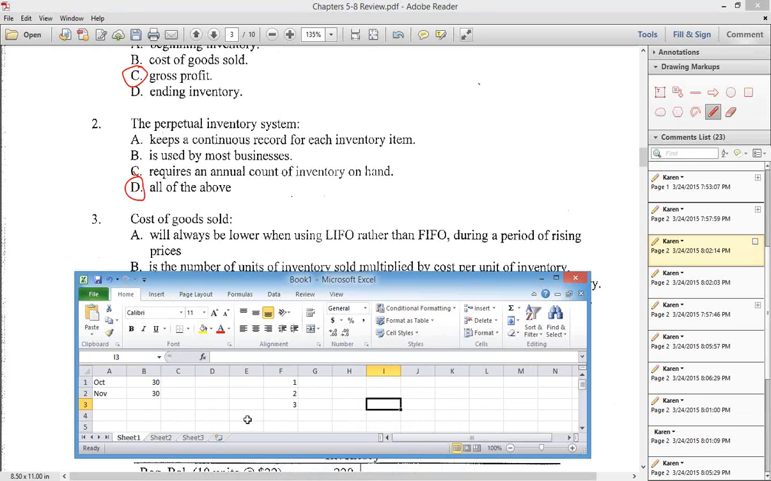And let's just say I had one unit of each one. I had one unit that cost me $1, one unit that cost me $2, and one unit that cost me $3, just to keep it really, really simple. And let's say I sold 2 units. If I sold 2 units and I was using LIFO, I would have sold these 2, right? Last in, first out.